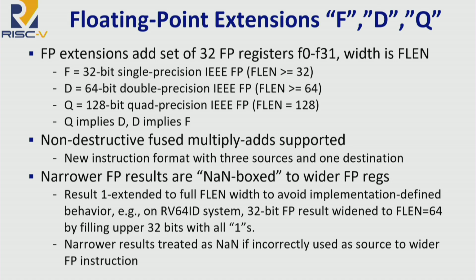One trick we do is if you write a narrower result to a wide register, say you write a single precision result to a machine with double precision wide registers, we do what we call NaN boxing. So we extend the upper bits with all ones. And so if you accidentally access that as a double after having written a single there, it'll appear as a NaN to the double operation.